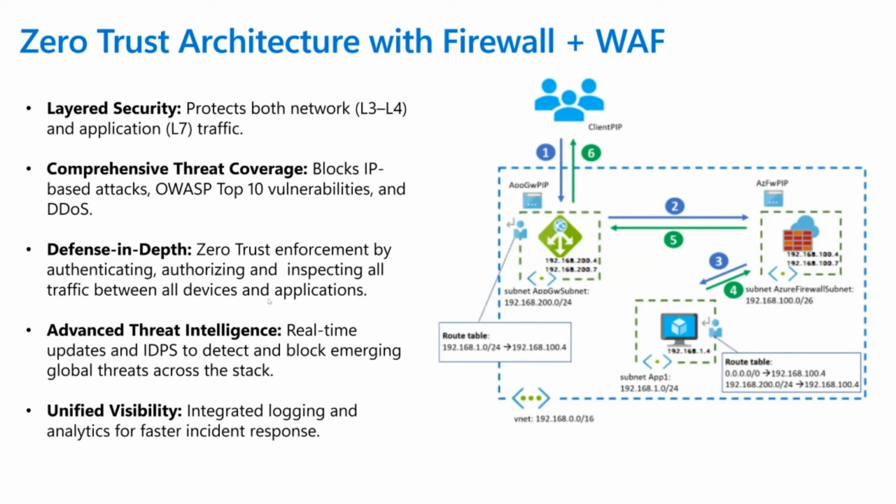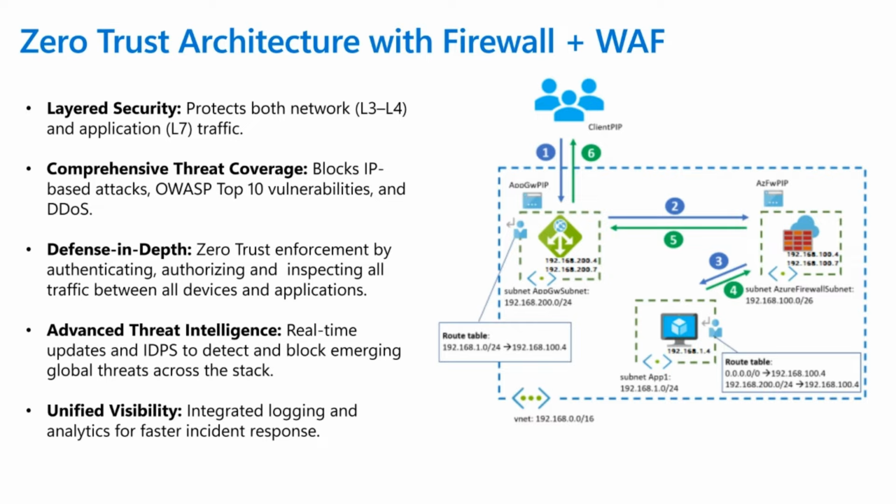Now, when we combine all of this together, generally when it comes to modern cloud security, it's all about building layers of protection that work together seamlessly. With Azure Firewall and Azure WAF together, you can secure both your network traffic at layer 3 and layer 4, and also your application traffic at layer 7, ensuring threats have nowhere to hide. You get comprehensive coverage that blocks a broad spectrum of threats, from IP-based attacks all the way to critical OWASP top 10 vulnerabilities, and even large-scale DDoS attempts.